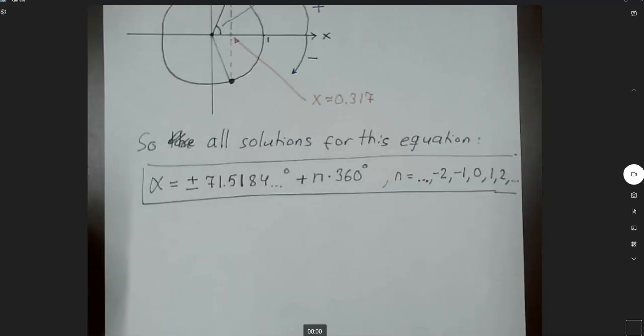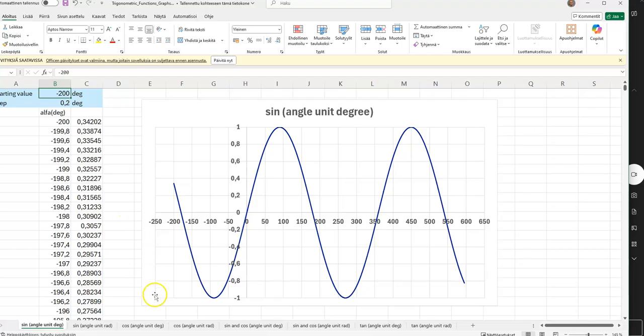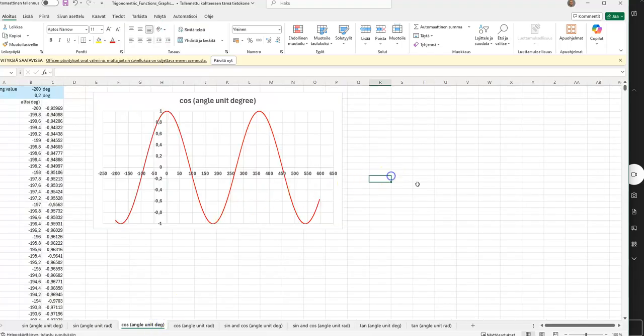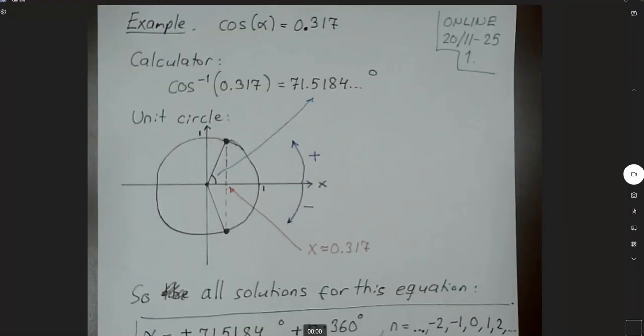I will take that picture of that Excel again to see that the period for cosine is actually also that 360 degrees, as you can see here. When the angle is 0 degrees, the cosine value will be 1, and the next time the cosine value is 1 is at the point where the angle is 360 degrees. So that is a solution for the cosine equation.